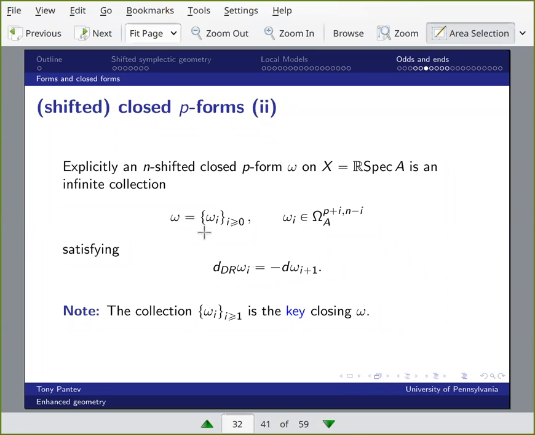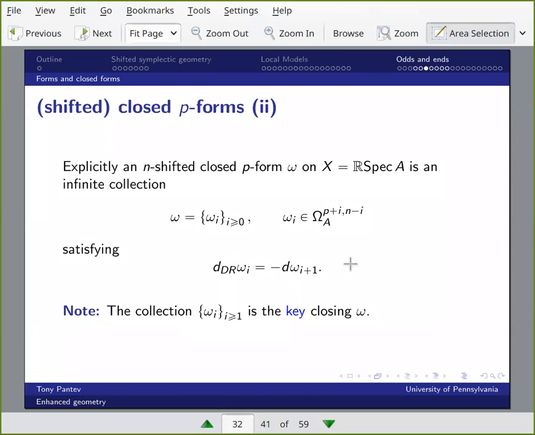And they have to be closed with respect to the differential in the double complex, which is the sum of the two differentials. So that means that the internal differential of the form should be minus the de Rham differential of the previous form, in the labeling. So that's the condition. It's a whole collection of forms of degree p plus i, in homological degree n minus i, so that the internal differentials are killed by the de Rham differentials. And so the underlying P-form is just the guy that's in omega P, shifted by n.